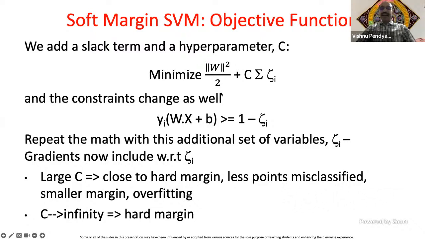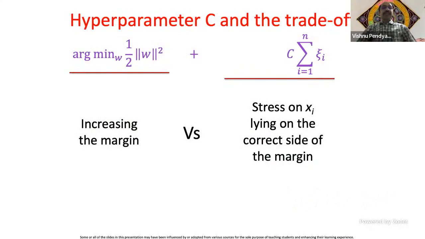So when C is high, it will classify all the data points correctly. If C is infinite, it will classify all the data points correctly, and it will probably overfit as well. But when C is less, it will accommodate some slack and increase the margin. So that's the trade-off we have, increasing the margin versus stress on classifying correctly.